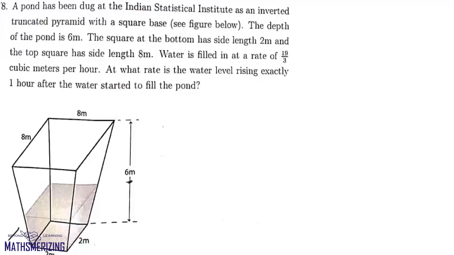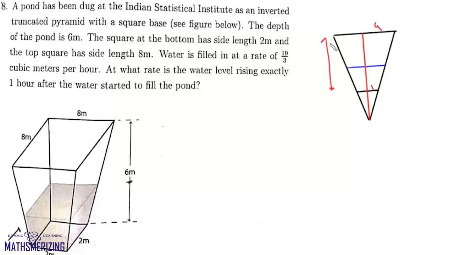If we look at its lateral projection, we can draw this pond like this. Now this is the truncated portion. And suppose at any point the water level is here. Now we join this. Now this length is 2, so here half of the base is 1. This is 8, so here half is 4. The height of this tank is 6. And let this be some y.